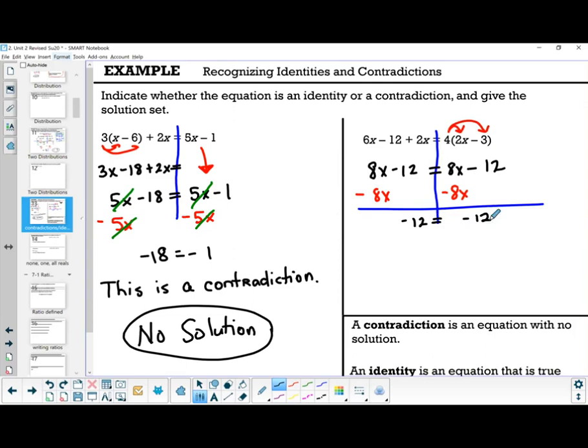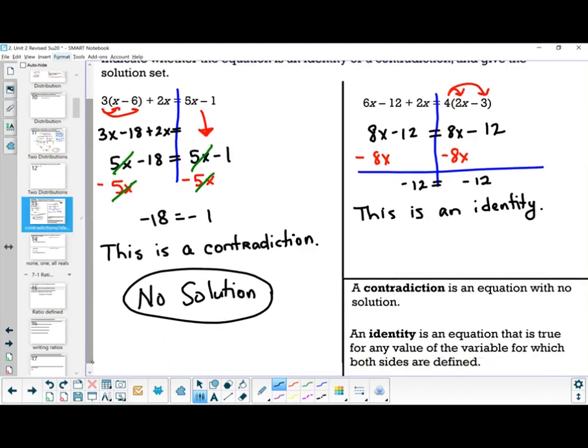I can keep going. I don't need to. The variable is gone. You cannot solve for the variable. Therefore, we need to make an interpretation. Now, negative 12 equals negative 12. This is a true statement, right? We call this an identity. Whenever you have an identity, the answer is all real numbers.